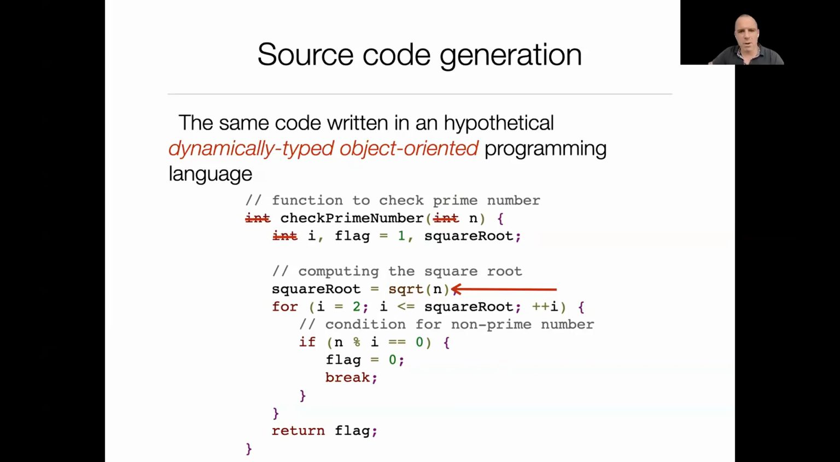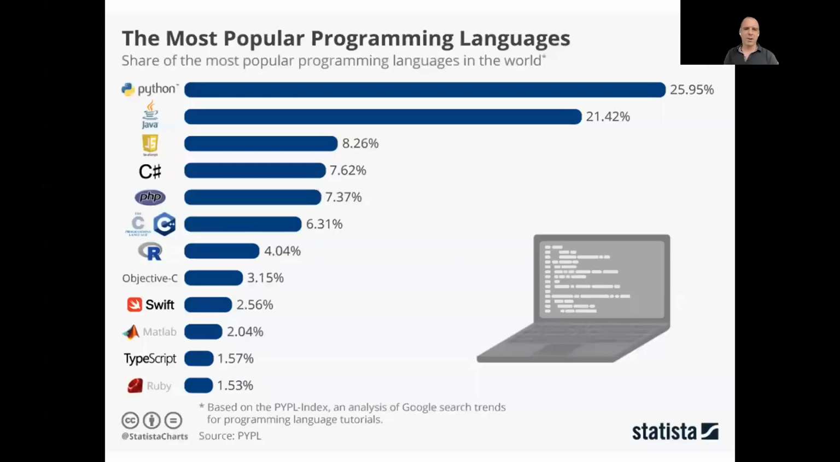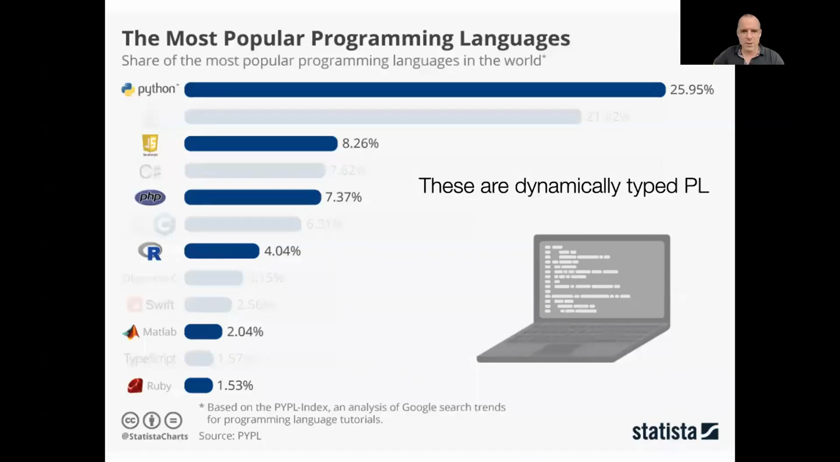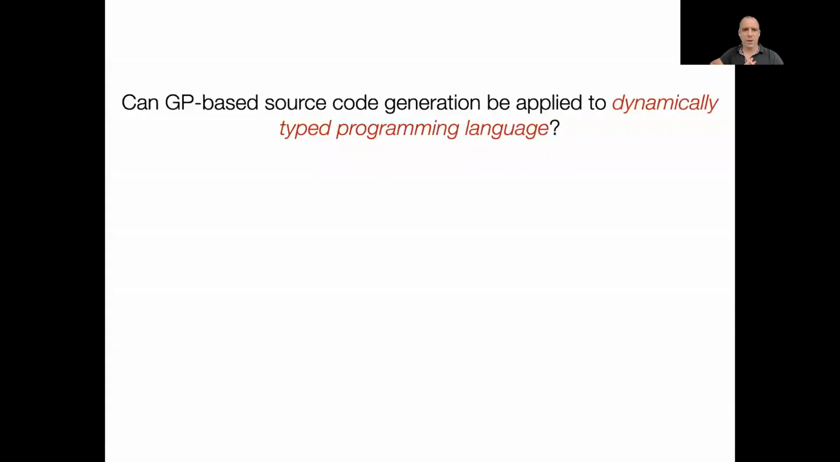Dynamically typed object-oriented programming languages are very, very common these days. This is the list of the most popular programming languages currently used, and those are the ones that are dynamically typed, and those are also the ones that are object-oriented. Currently we do not know whether we can apply genetic programming to generate source code for those languages. We know that it works for the C programming language, but we do not know whether we can use genetic programming to generate code for those languages. So this is exactly the scope of this paper.